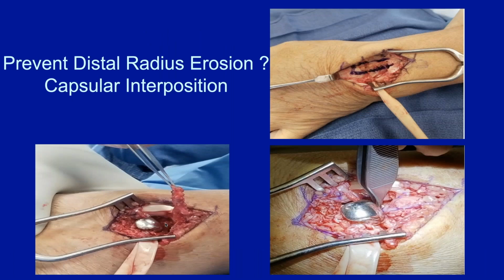Now, for the patients that are having this radius erosion, is there something we can do to prevent that or treat it? Initially, I was doing a capsular deposition as described by Dick Eaton to try to prevent that erosion, and that's one alternative. Next slide.